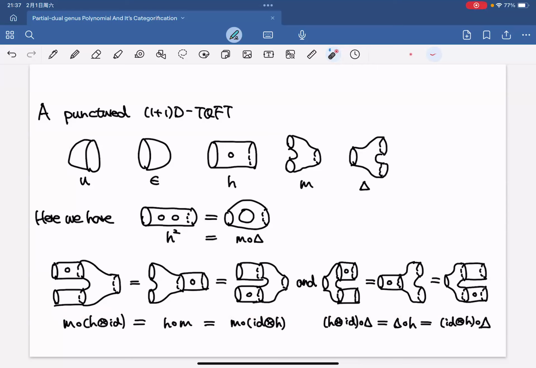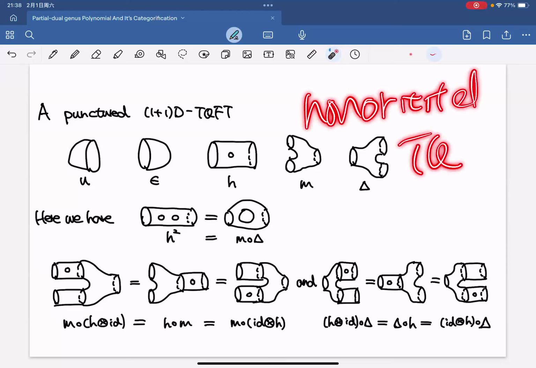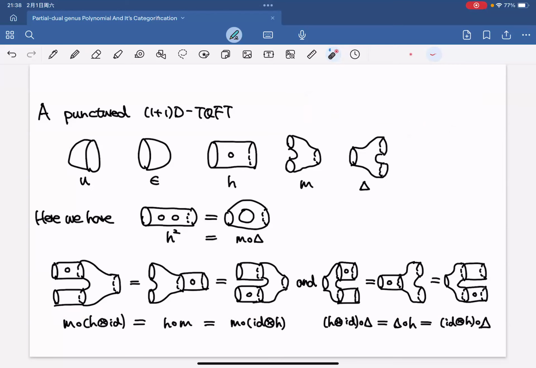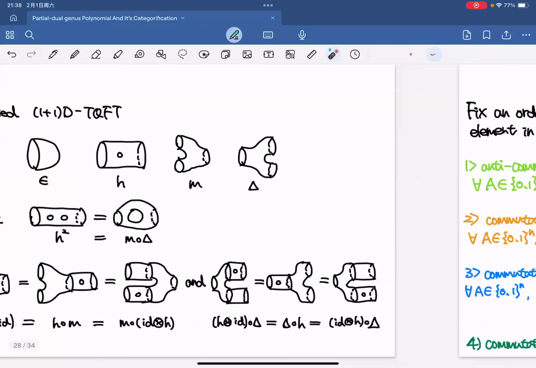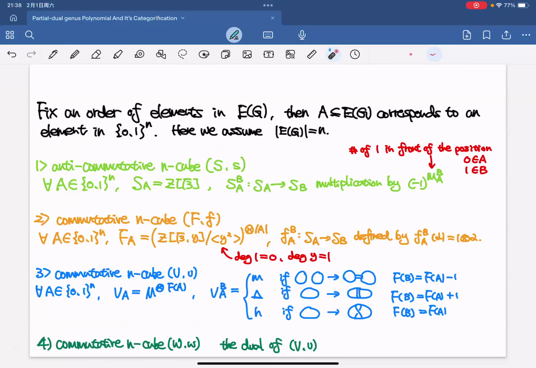Here I just want to remark that actually this kind of TQFT is just a special case of the so-called long-oriented TQFT introduced by Turaev and Turner about 10 years ago. So by using this, we can construct 4 n-cubes. And later I will use the tensor product of these 4 n-cubes to define the quotient complex.